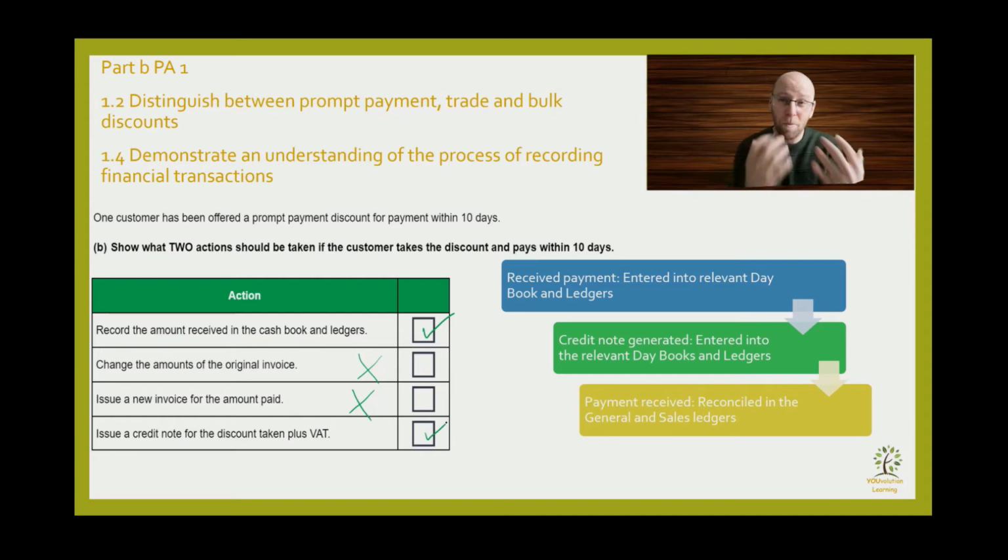But it's kind of, the payment is received, we then enter that into the relevant daybooks and process that to the ledgers. We then raise the credit note, we enter that into the daybooks, and then we process all of those into the ledgers. Okay, so we reconcile and process the ledgers. So that's the process. But each time you carry out any sort of transaction, even with petty cash, cash books, suppliers invoices, customer invoices, just make a note of that process that you're following, and that will help you with these sort of tasks.